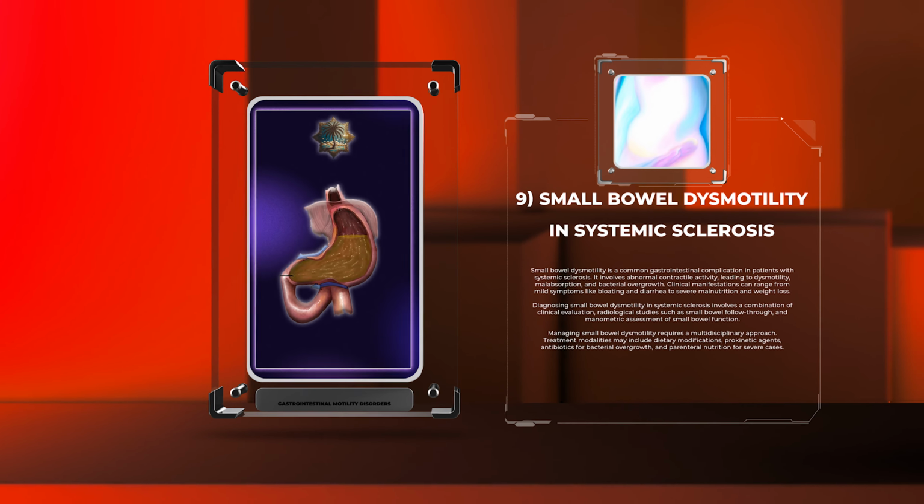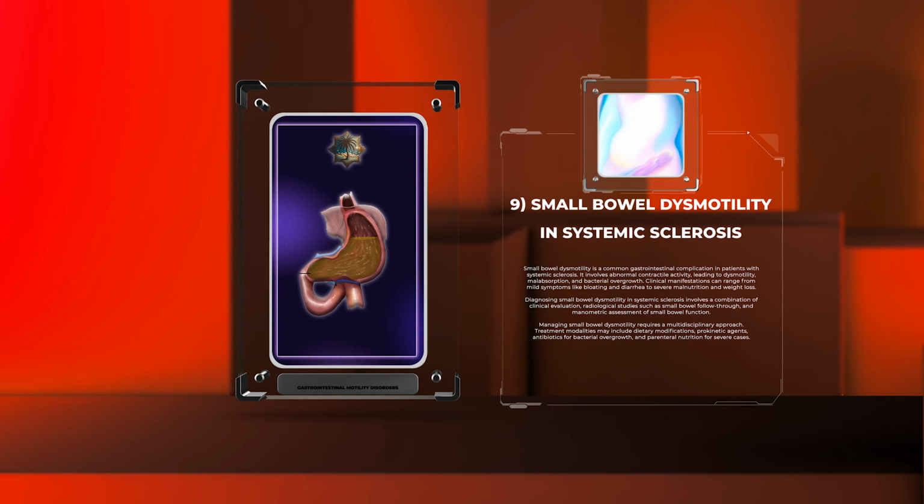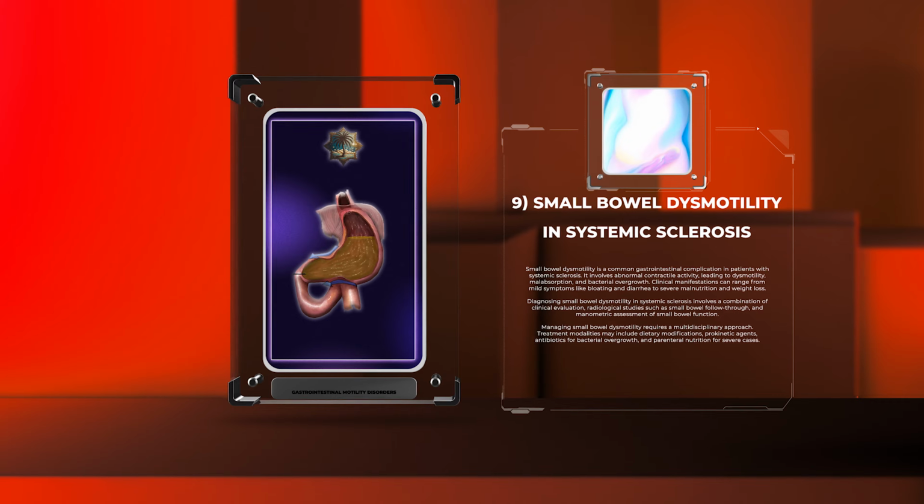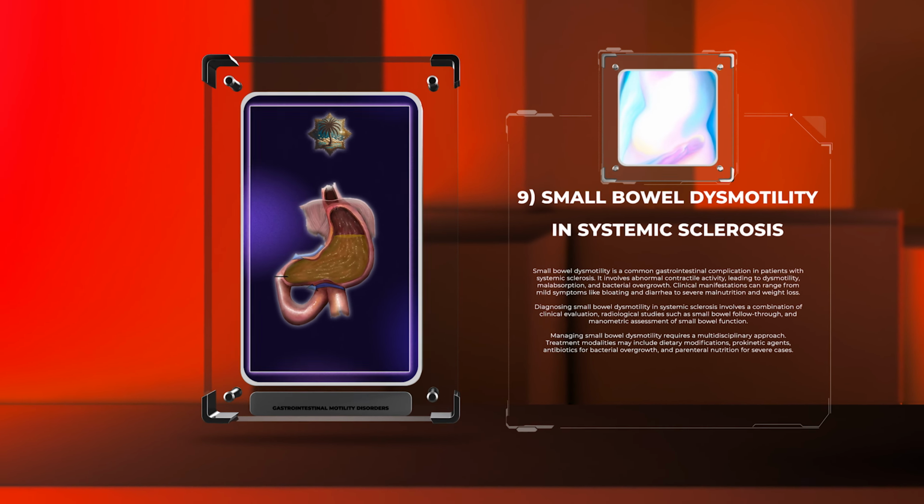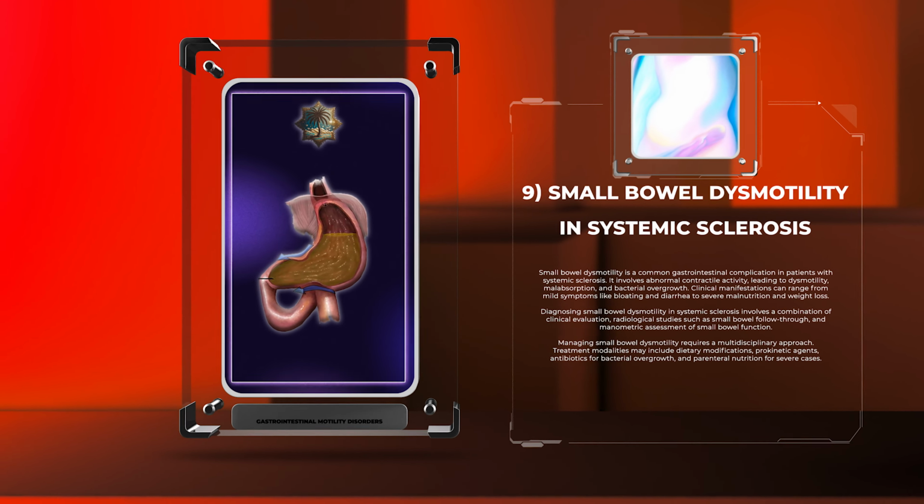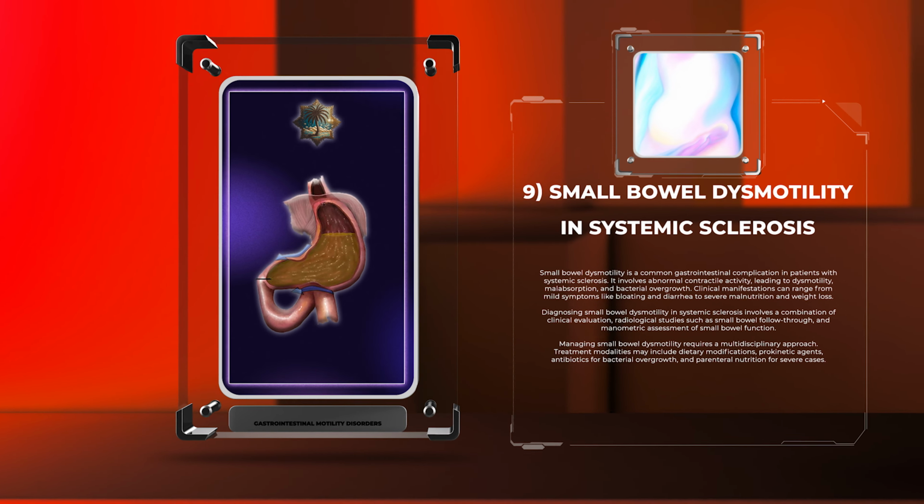Managing small bowel dysmotility requires a multidisciplinary approach. Treatment modalities may include dietary modifications, prokinetic agents, antibiotics for bacterial overgrowth, and parenteral nutrition for severe cases.